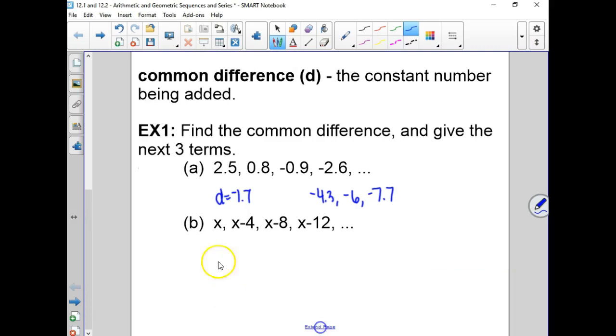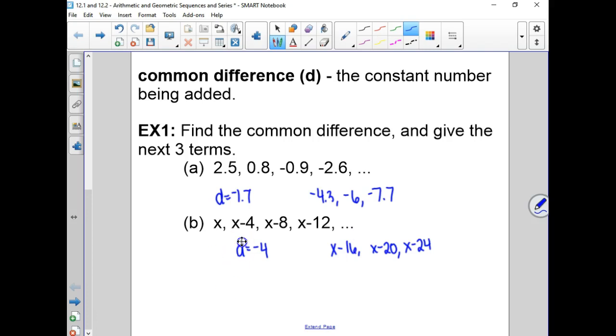For part B here, I've got x, x minus 4, x minus 8, x minus 12. So each time here, I'm going from x to x minus 4, I subtracted 4. And then I subtracted 4 more, and that gave me x minus 8. I subtracted 4 more, and that gave me x minus 12. So my common difference here is negative 4. The next 3 terms would be x minus 16, x minus 20, and x minus 24.